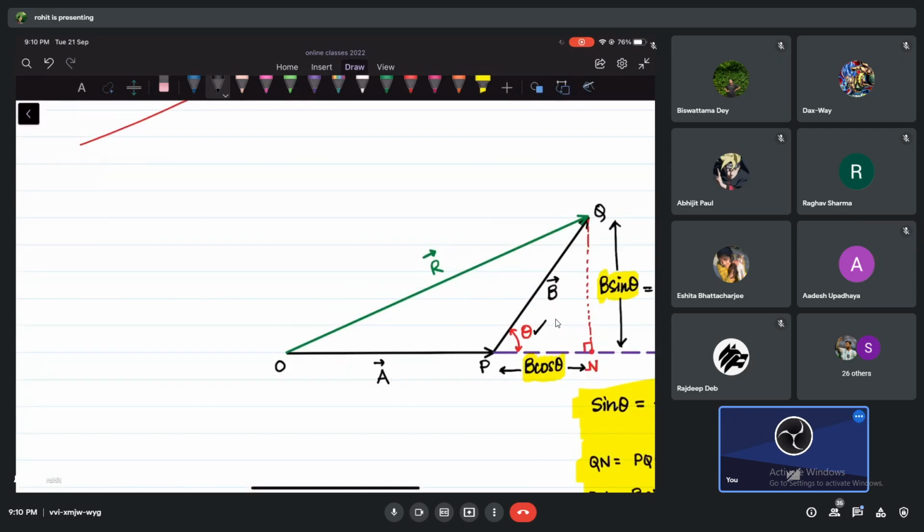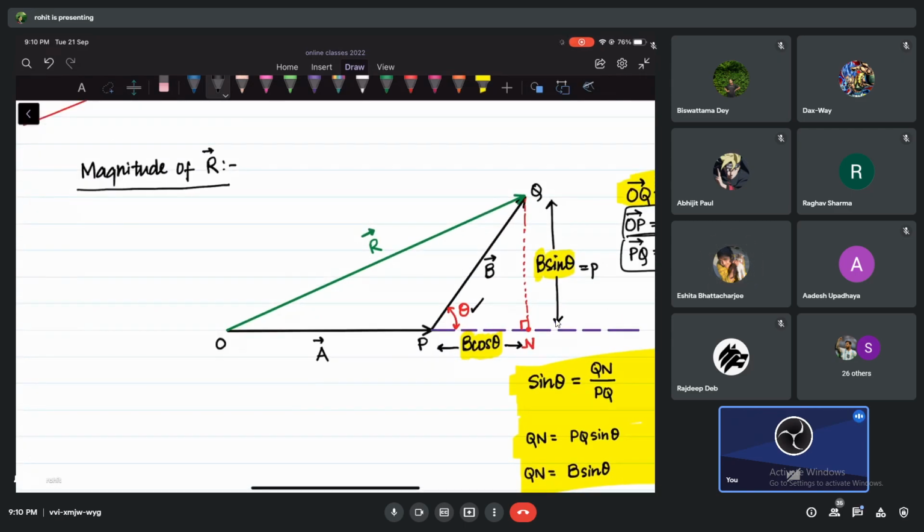We are looking for the resultant magnitude. Let's start with the magnitude of R. How to find the magnitude of R? It's very simple. Look at the diagram and tell me: what represents the magnitude of R vector, the size of R? OQ. Very good, OQ.